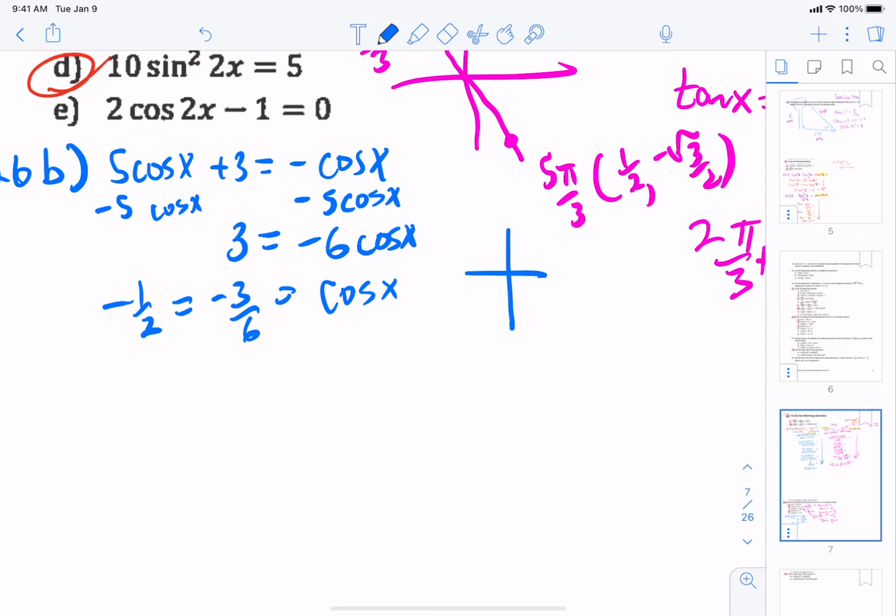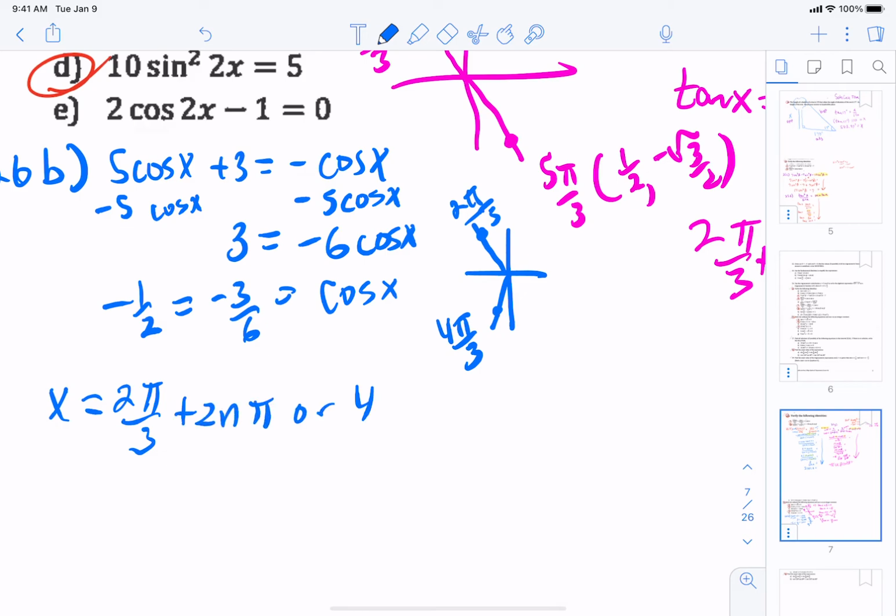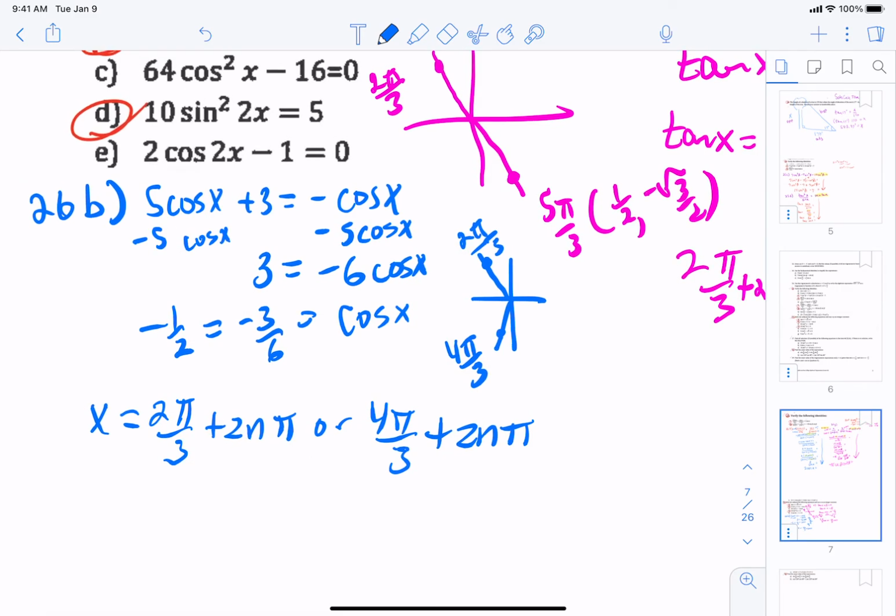Well, the cosine is negative in those two quadrants, so 2 and 3. The cosine is negative 1/2 at 2 pi over 3 and 4 pi over 3. And so the answer is 2 pi over 3 plus 2n pi, 4 pi over 3 plus 2n pi. So that is 26B.